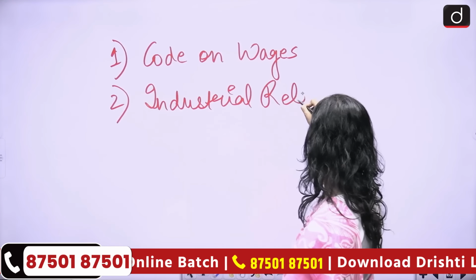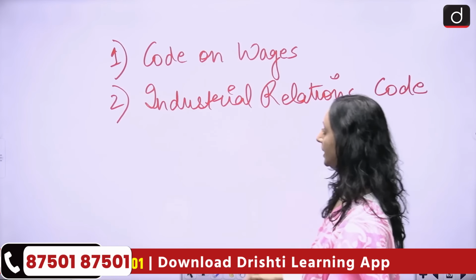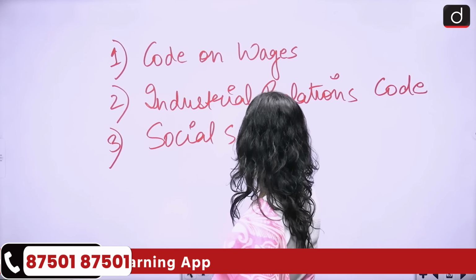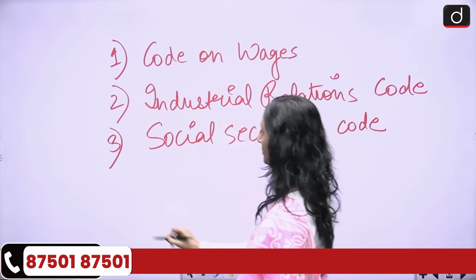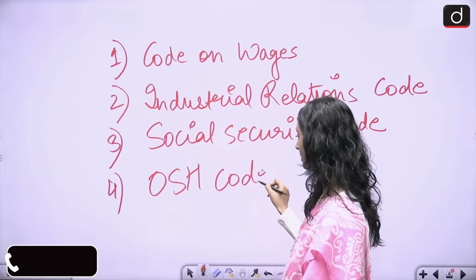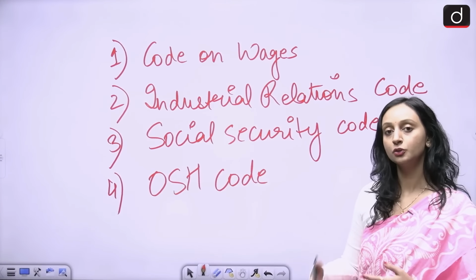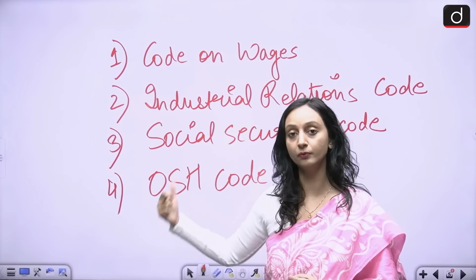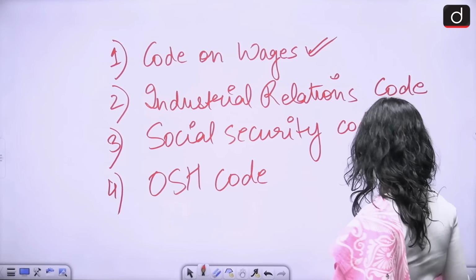Industrial Relations Code. Code on Wages, Industrial Relations Code, Social Security Code. And lastly, we have the OSH Code. OSH, Occupational Safety, Health and Working Conditions Code. So all these codes are going to benefit employers as well as employees based on the different provisions that they have. So let's start with the first one, that is the Code on Wages.